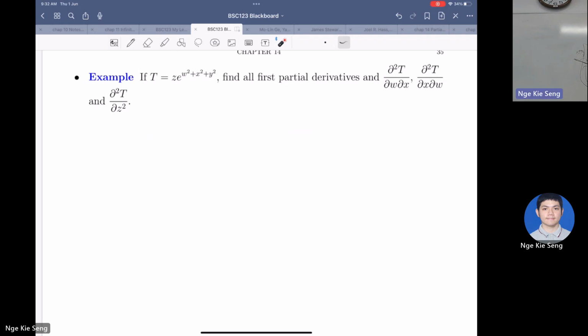So what you have to compute first, before computing this second derivative, is the first derivative. First derivative with respect to x, w, and z. No need to find y, right? You don't need y. So find the first derivative with respect to x, w, and z.